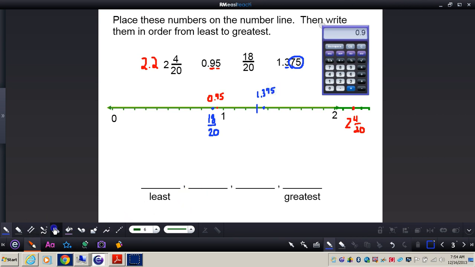Okay, can be a little tricky, but it's important to break everything down. If you don't know, converting to a decimal makes it a little bit easier. Okay, so now we can go from left to right on my number line. So I can see that from least we can have 18/20.